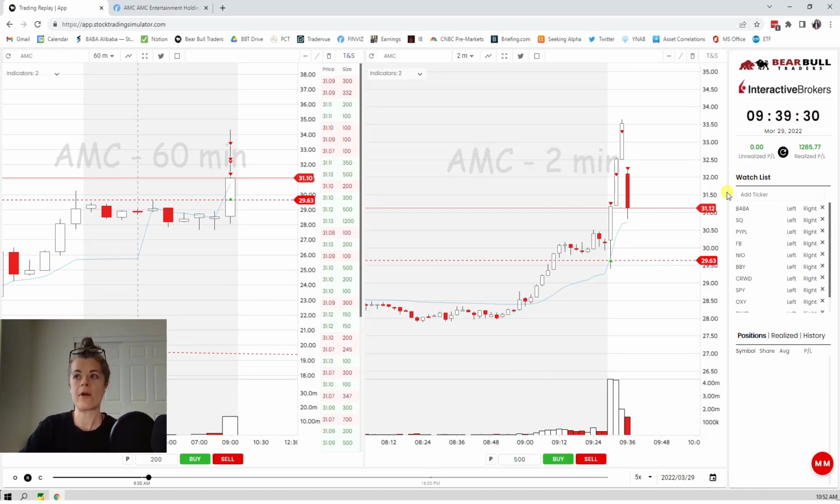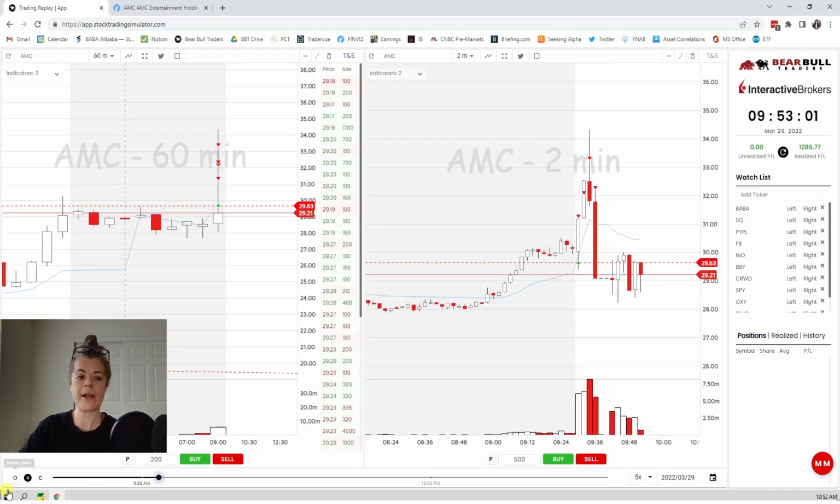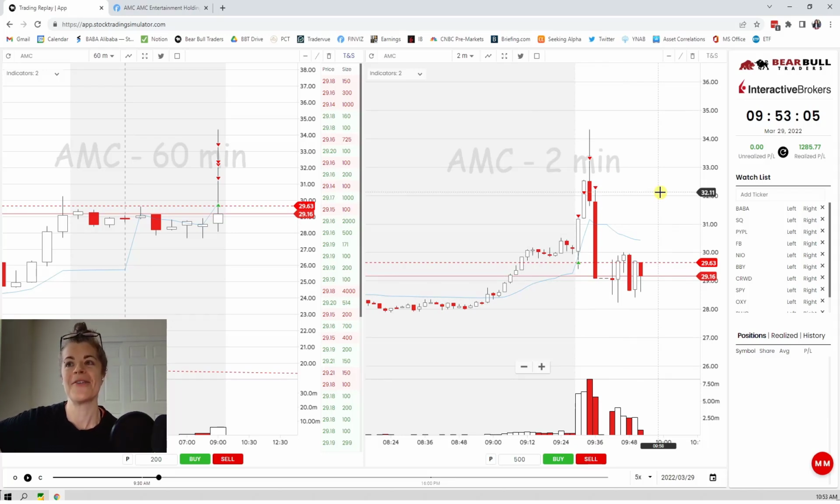And it looks like we're in a halt again. So I'm very happy I got out of this. Let's just see what happens. I'll just speed it up a little bit since I'm not in this anymore. All right, so we opened from the halt and we opened down, and we actually opened below what would have been my break even. So I'm very happy that I got out on that first drop, that first halt drop.